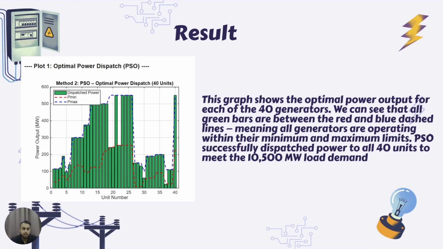So for the optimal power dispatch graph, this graph shows the optimal power output for each of the 40 generators. We can see that all green bars are between the red and blue dash lines. It means all generators are operating within their minimum and maximum limits. So this method successfully dispatches power to all 40 units to meet the 10,500 megawatt load demand.